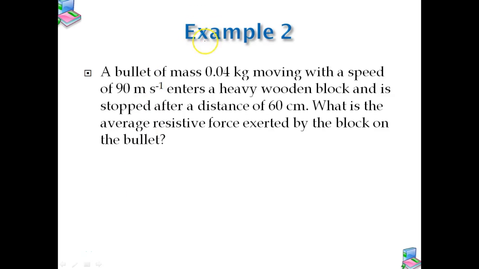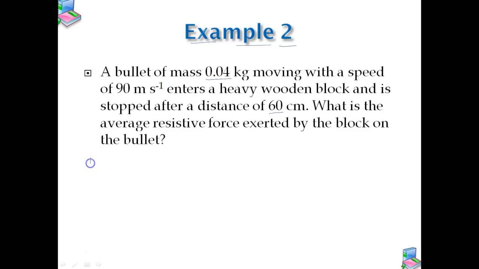So now let us solve a very simple problem. A bullet of mass 0.04 kg is moving with a speed of 90 meter per second, and it enters a heavy wooden block and is stopped after a distance of 60 centimeter. What is the average resistive force exerted by the block on the bullet?